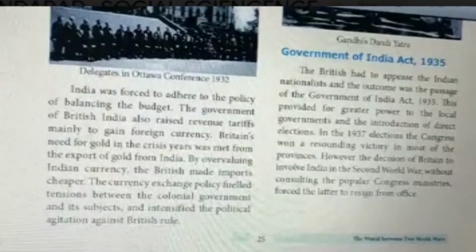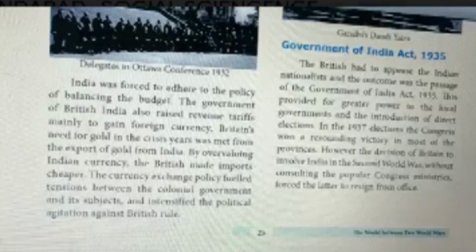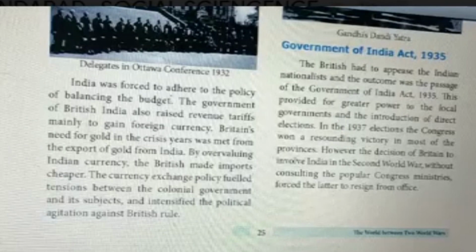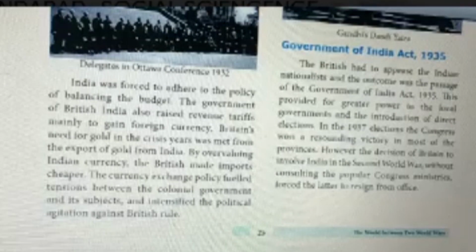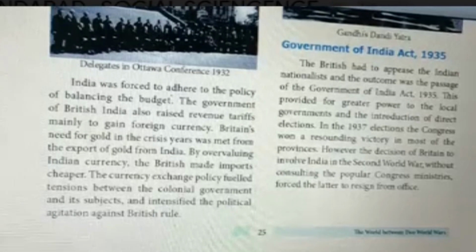Government of India Act 1935. The Government of India Act was passed by the British Parliament in 1935, and it came into effect in 1937. It was based on a report by a joint select committee.